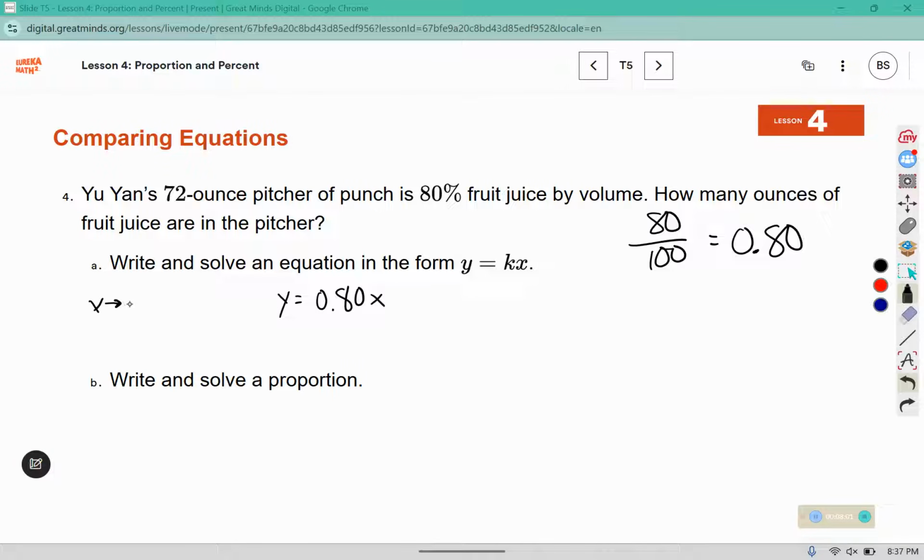X is the whole amount of punch, and Y is the amount of fruit juice. We need to solve the equation. 72 is the whole punch, so we're replacing X with 72. 0.80 times 72 is 57.6, and this was measured in ounces.